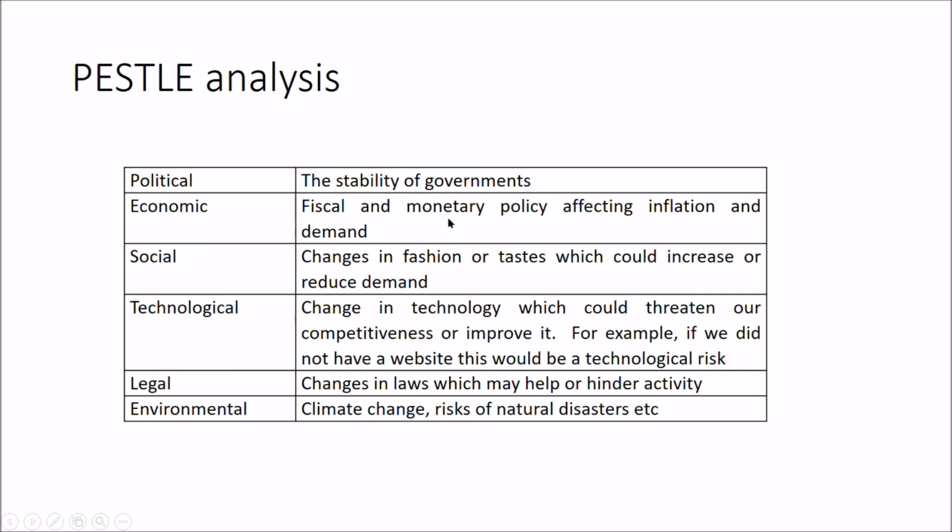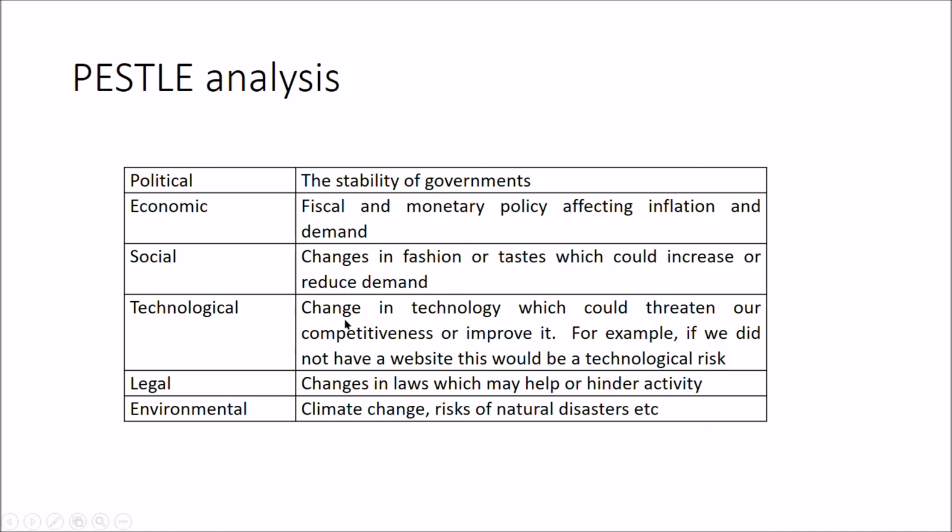Economic: fiscal and monetary policy that the government might undertake, affecting inflation, demand, amounts of taxes we have to pay, and whatever. Social: changes in fashion. So things change. So these hats, changes in fashion. People no longer wear hats. Our hat making business goes out of business.